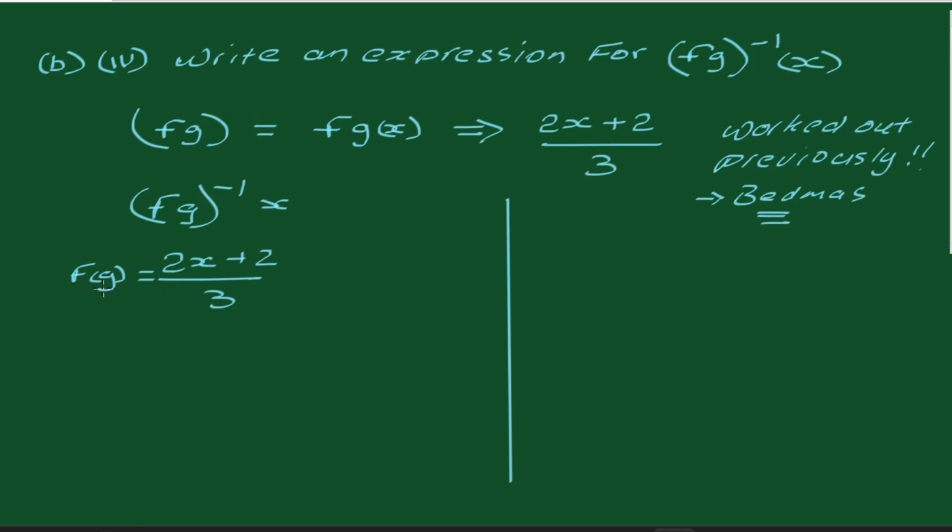Right, so we already worked out f of g and it gives us that, and now we're going to find the inverse of this particular function. To find the inverse, we're first going to replace this part of the equation with y. So y equals 2x plus 2 all over 3. Now the next step is we're going to interchange x and y. What I'm showing you here is the process of converting a function into an inverse function.